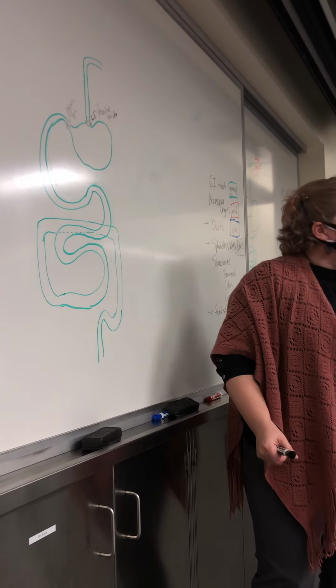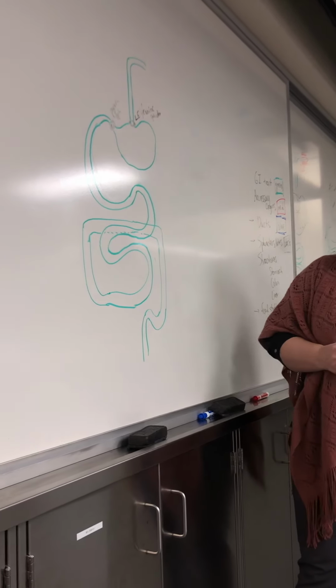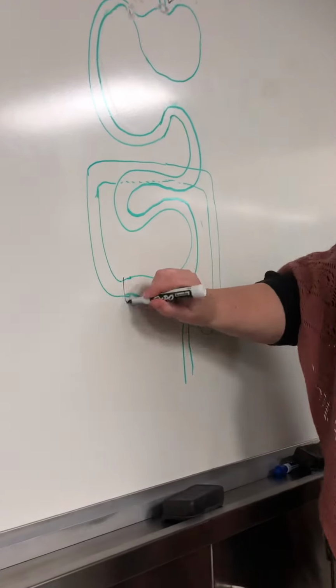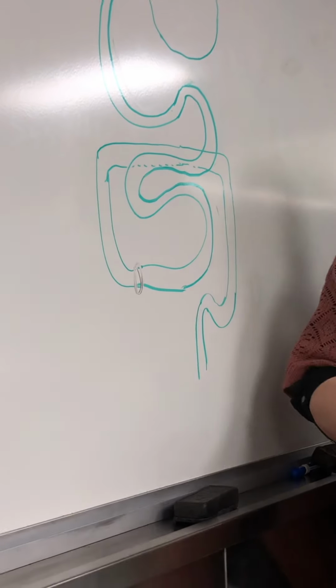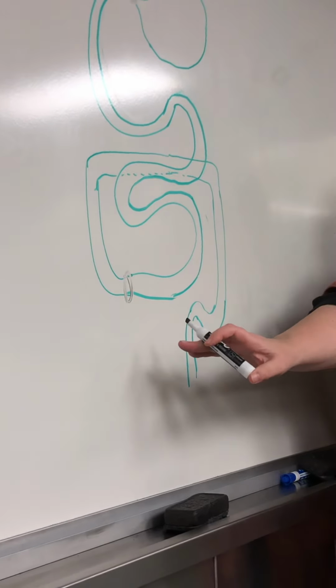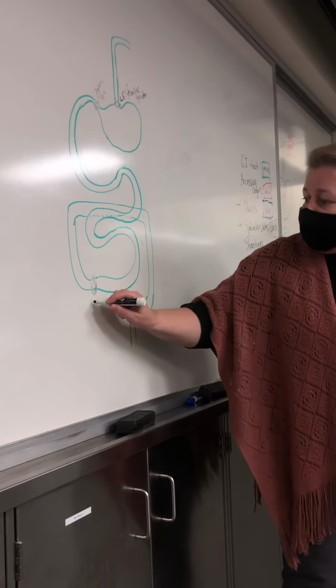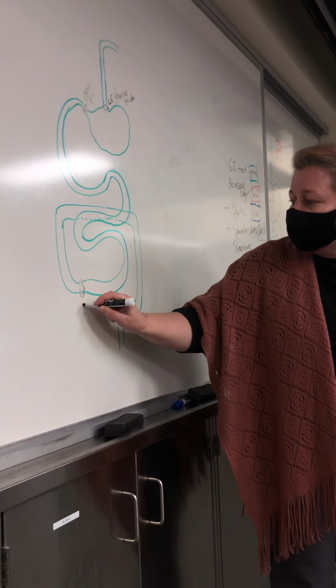All right, moving on. We are going to make our way all the way through the small intestines to right here. This is a valve actually, but it does act a lot like a sphincter. This is called the ileocecal valve.